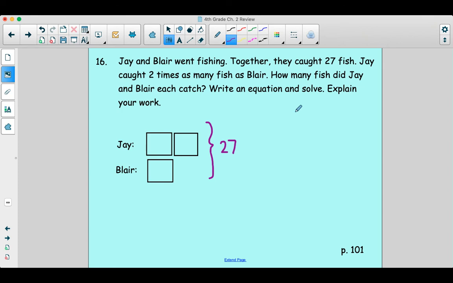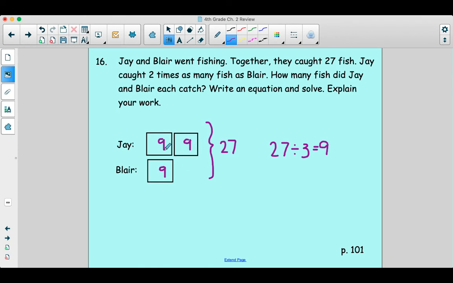So we've got 27. And 27 has to equally be split into 1, 2, 3 sections. So we are trying to solve 27 divided by, sorry guys, 3. My dogs are saying hello, which is equal to 9. Because I know 9 times 3 is 27. So each one of these is going to have a 9 inside.